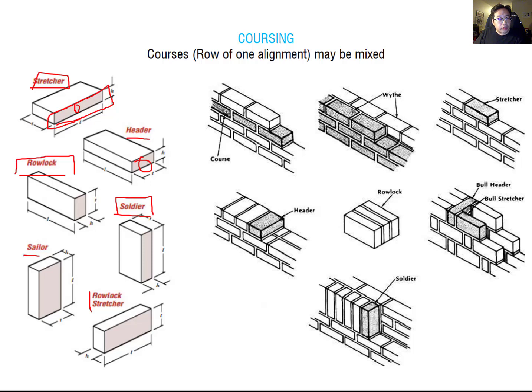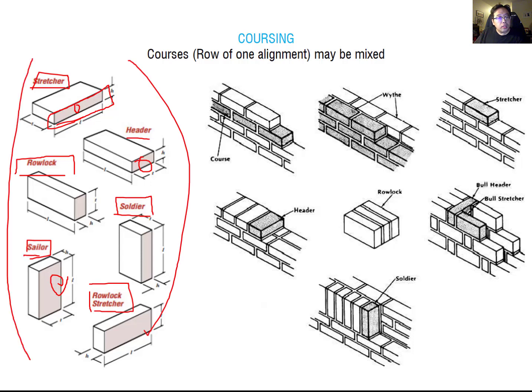And then this face, you can call out the sailor, but when you're rotating it, you can call that the rowlock stretcher, okay? So please understand and memorize these six terminologies to know about this brick facing.